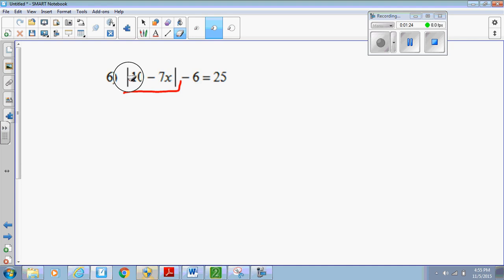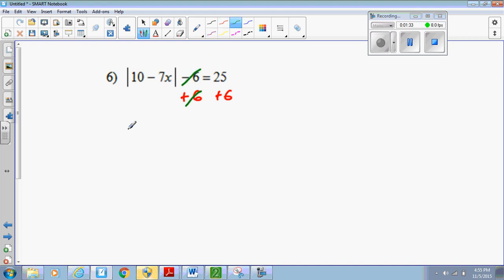So what I would do now is add 6 to both sides, because that gets the absolute value by itself. When I do that, the 6's cancel, and I have the absolute value of 10 minus 7x equals 25 plus 6, which is 31. Now I've got the absolute value all by itself on one side of the equation, and that's good. Then what I need to do is get rid of the absolute value signs.